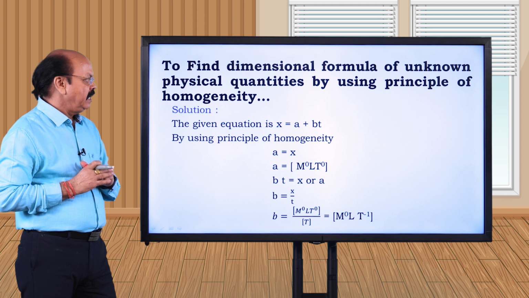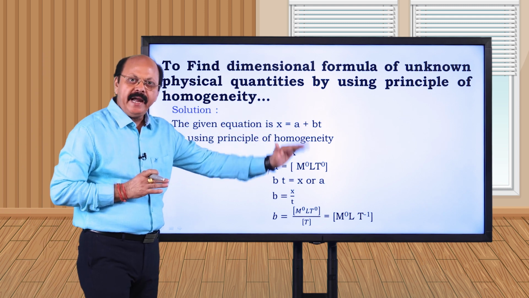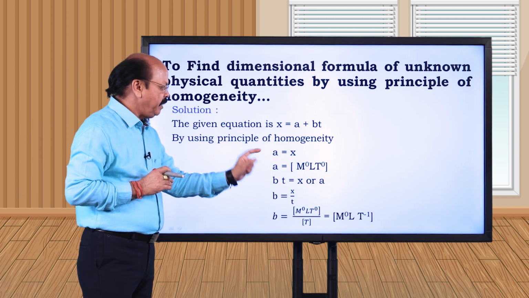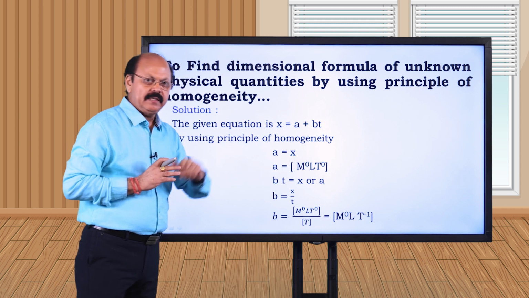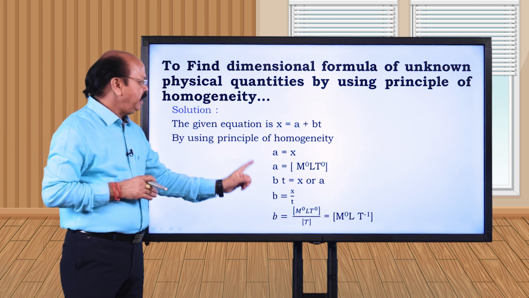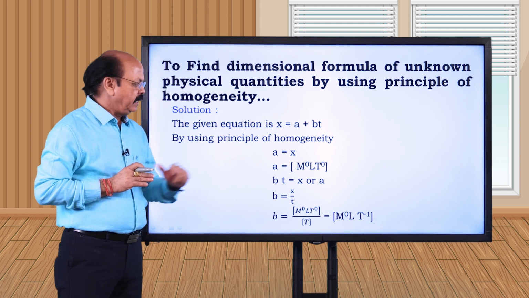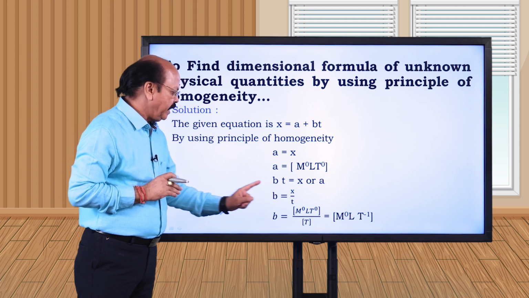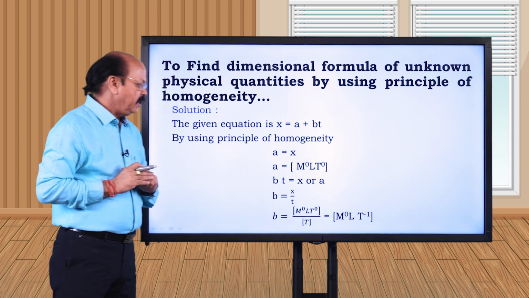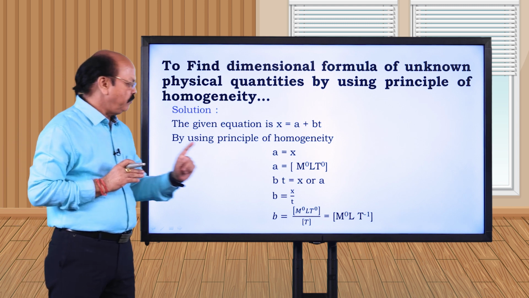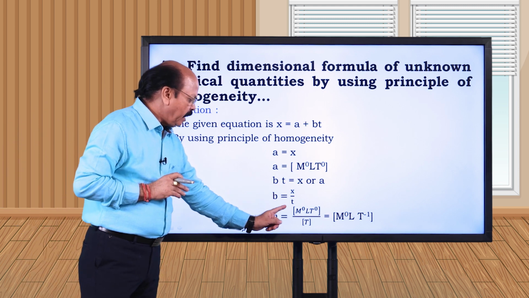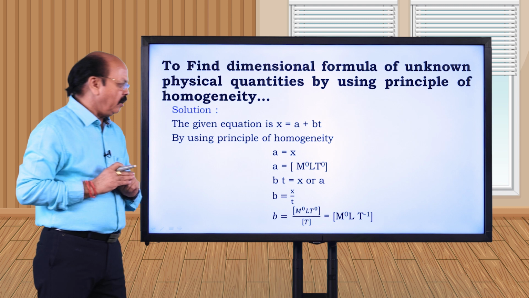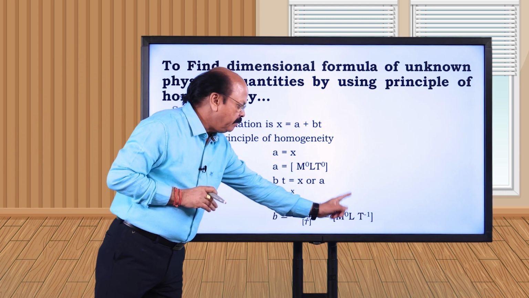because according to the principle of homogeneity, same physical quantities can be added. So, that is why a equals x, then the dimensional formula of a becomes [M^0 L T^0]. Similarly, b t is also equal to distance, then b t equals x or a. Then on simplifying it, we can say that b equals x upon t. Now, we have to substitute the dimensional formulas of x and t, then it becomes [M^0 L T^0] divided by T. Now, the dimensional formula of b becomes [M^0 L T^-1].